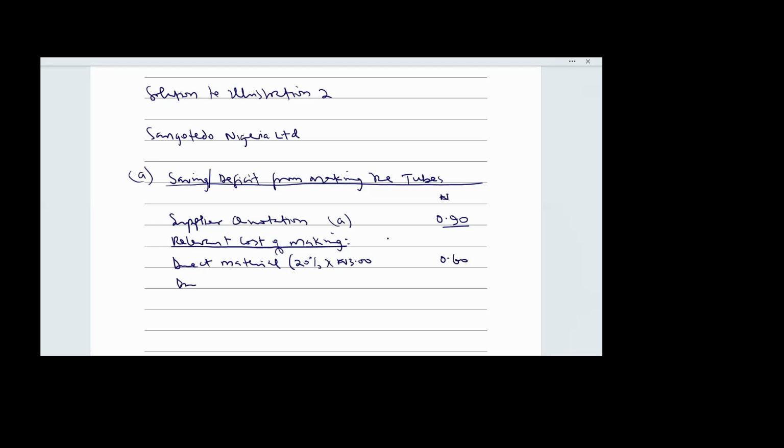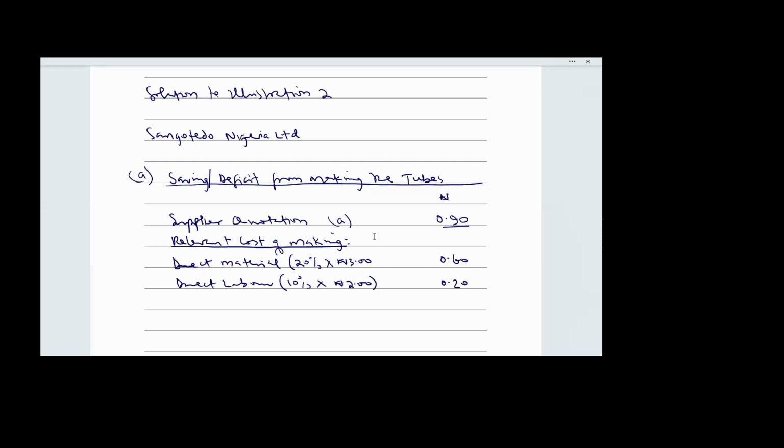Direct labor. The examiner has told us that direct labor will be reduced to 10%. Therefore, 10%, according to the question, direct labor is 2 naira. So that will give us 0.2, that is 20 kobo.